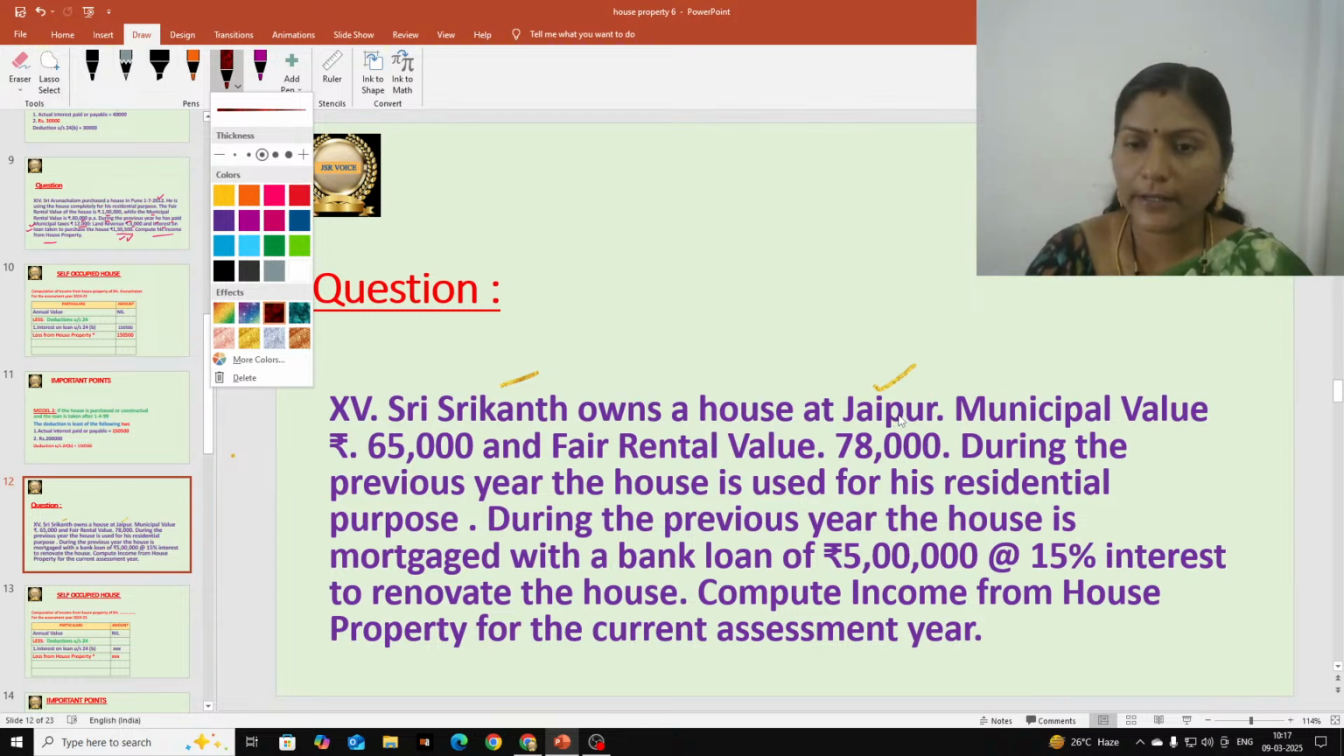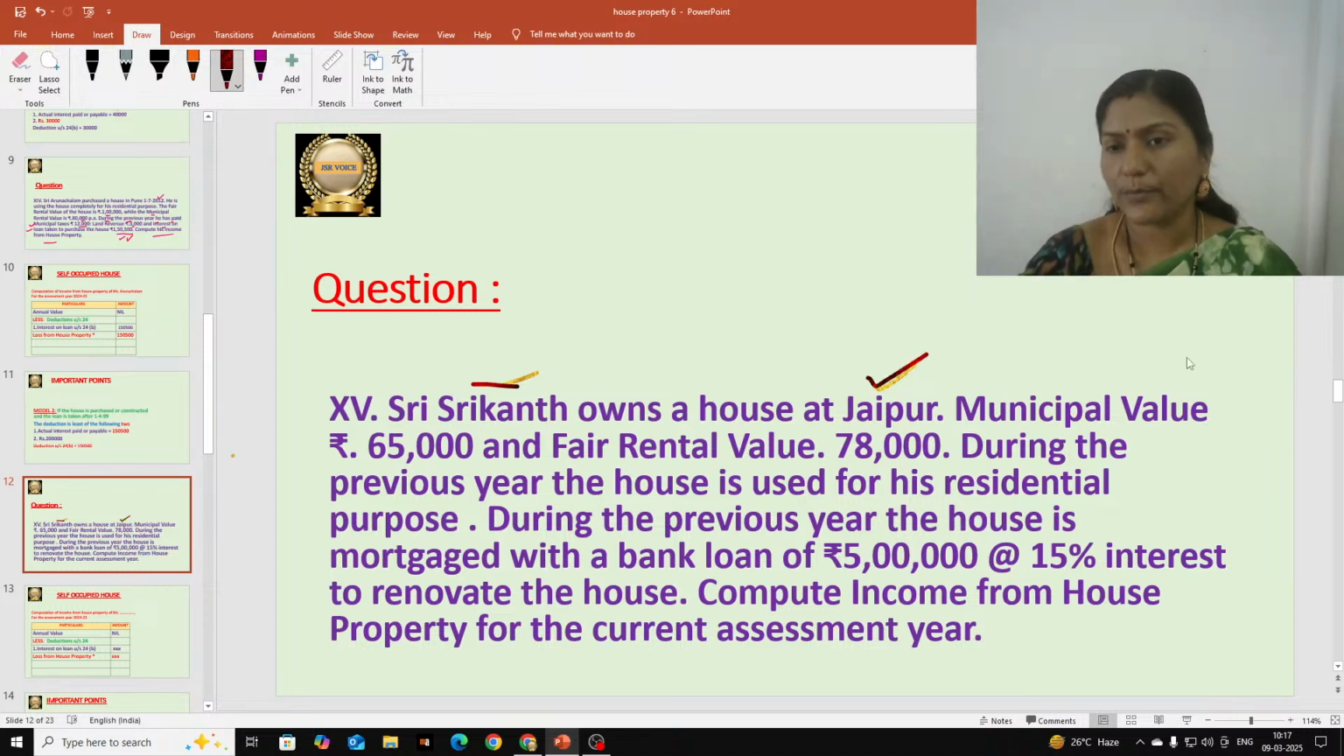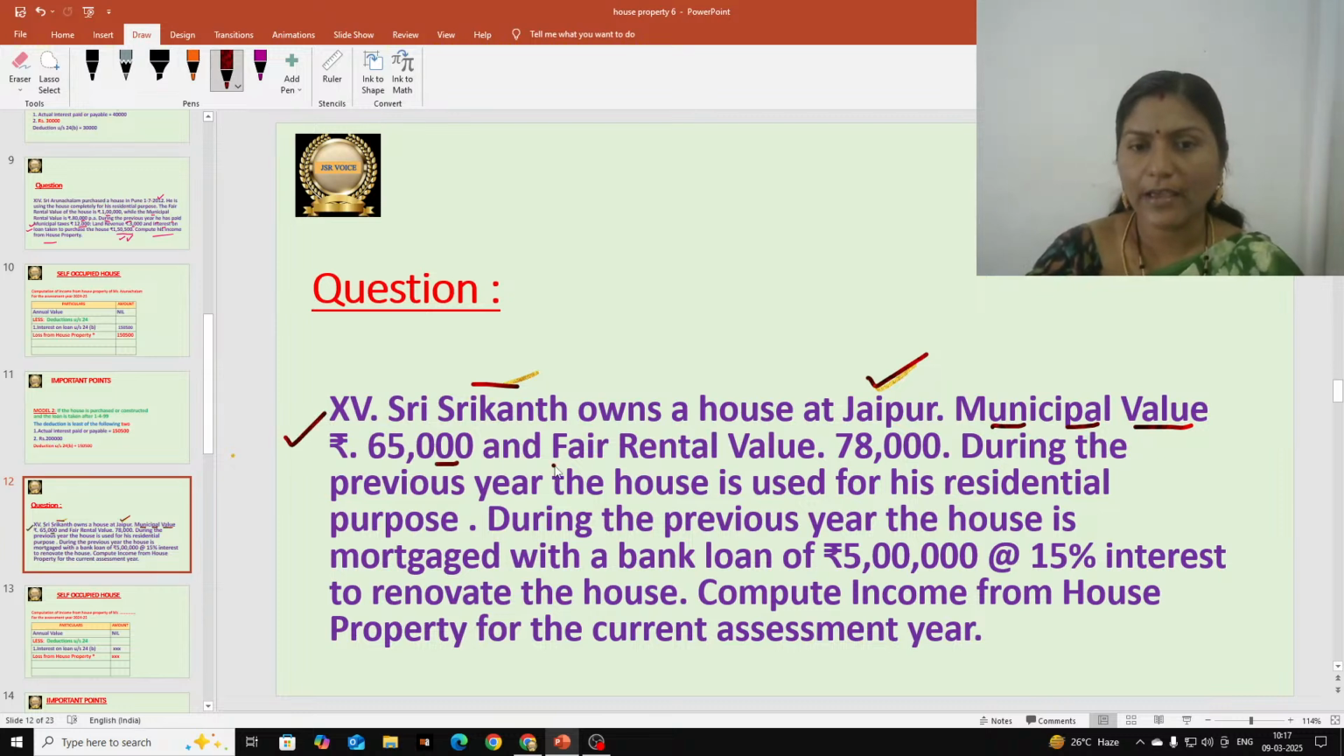Jaipur is located in India only. Srikanth is an assessee. You have to remember this point. The house is located in Jaipur, and municipal value is given, students. But do you need municipal rental value? We don't require municipal rental value in case of a self-occupied house. We should ignore that. And fair rental value, do you require fair rental value? We don't. You can ignore that, that is 78,000.